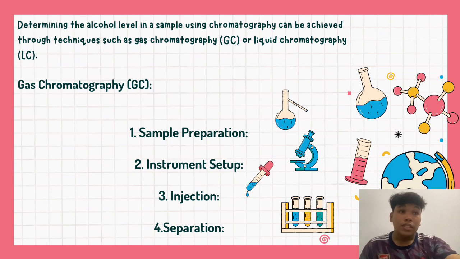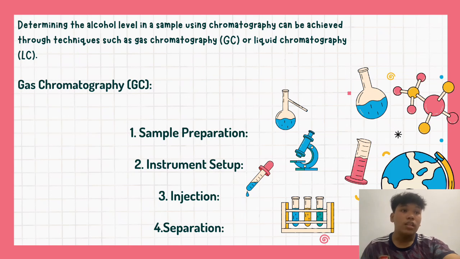For sample preparation, begin by preparing the sample. This may involve diluting the sample with an appropriate solvent to create a solution suitable for injection. For instrument setup, set up the gas chromatograph with a suitable column. Columns with polar stationary phase are often used for alcohol analysis. Calibrate the instrument using standard solutions of known alcohol concentration.